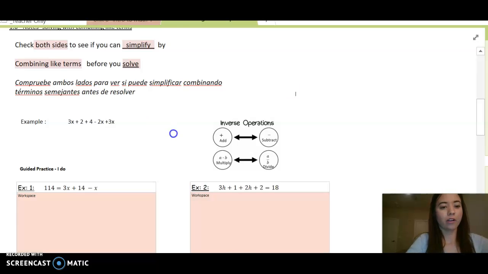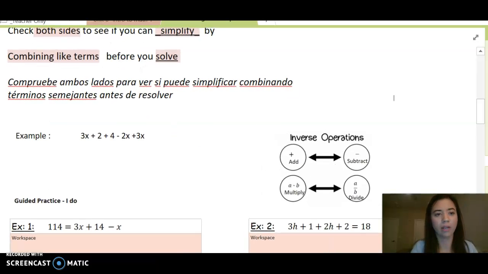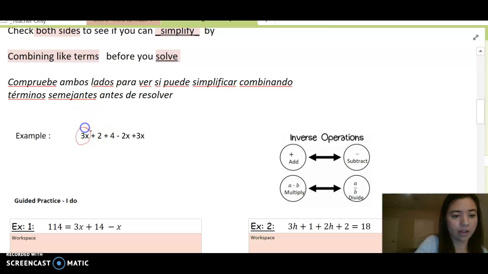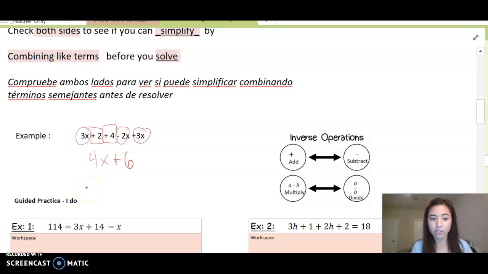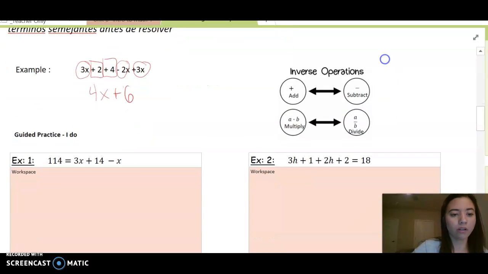So as a reminder here, I think about a week ago we started combining like terms. We have an x here, a negative 2x, and then a positive 3x. So if we combine those, 3 minus 2 is 1, plus 3 would be 4, so we have 4x, and then a positive 2 and a positive 4 means I have a positive 6. So that's what we're going to do. We're going to simplify one side of our equation, and then we're going to solve for our variable.